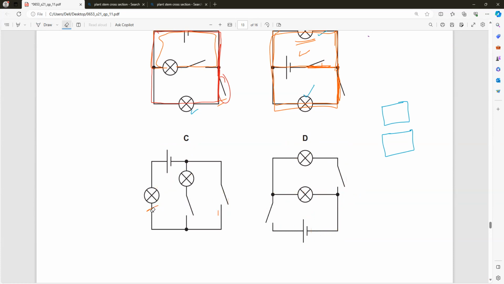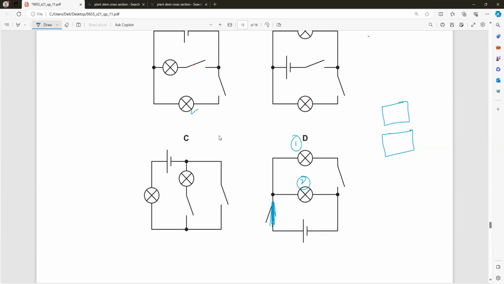Now you draw, take 1 minute, nothing wrong in that, because confusion should not happen. Forget about circuit A, of the remaining B, C, D, any one circuit you take. Imagine now, I only close this one, switch one. Now tell me, let me take this as bulb one and this as bulb two. Which bulb will glow? Now I close this switch, which bulb will glow?